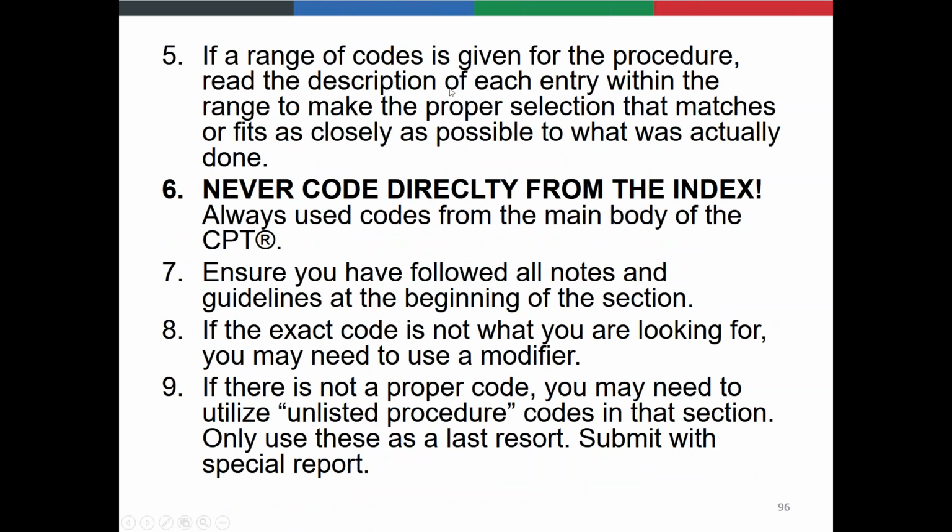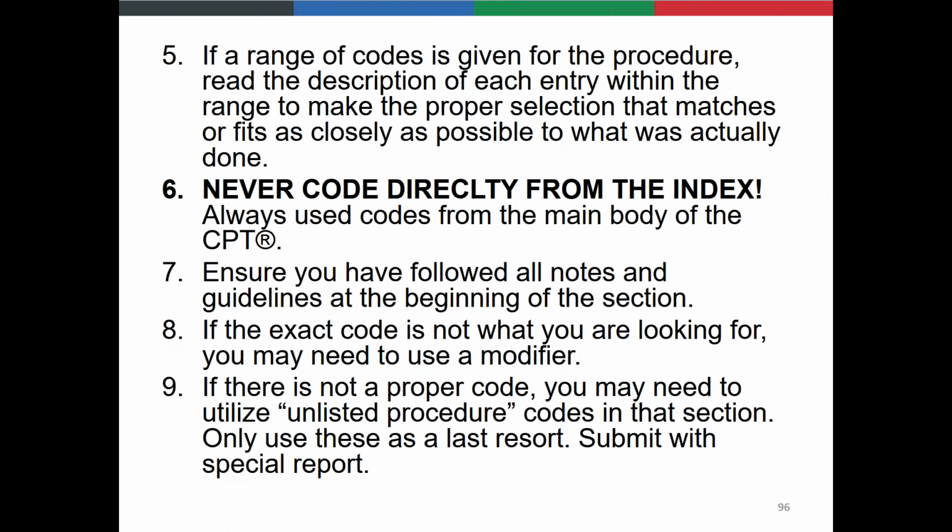If a range of codes, okay, I just told you that now, and that means under number 6, you see how it is in bold, never ever code directly from the index, okay? That's a great way to fail your test. Make sure that you code from the main body of the manual, because it could be a 1-digit difference and it's going to be wrong if you don't code it exactly as the op note tells you, okay? Make sure that you follow all the notes and the guidelines at the beginning of that section, okay?